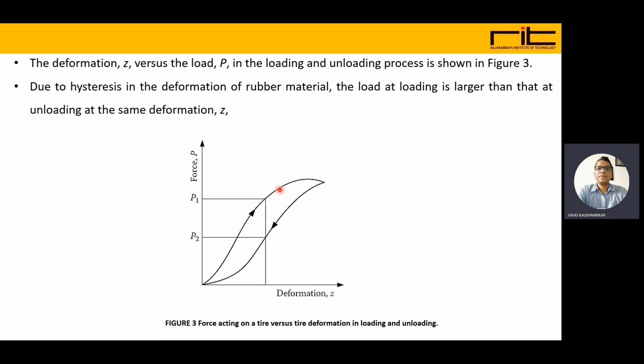So it has to follow the same path during loading and unloading, but the other path is not the same, it will take a different path. So this is the hysteresis phenomenon or hysteresis loop, and this shows that the forces are different during loading and unloading.